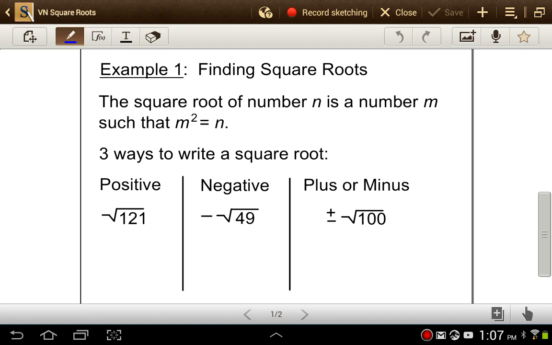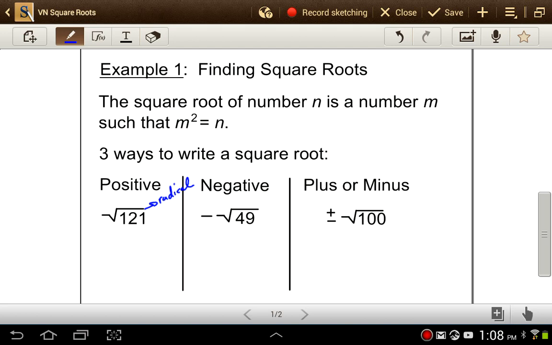There's three ways to write a square root. We have a positive form, a negative form, and then a form where we want plus or minus, so it would be either one. And I'll show you how to write the answers for those. So in our positive form, I have a square root. Now this symbol here is called a radical. And a radical is a grouping symbol, and that is what we use to illustrate square roots.